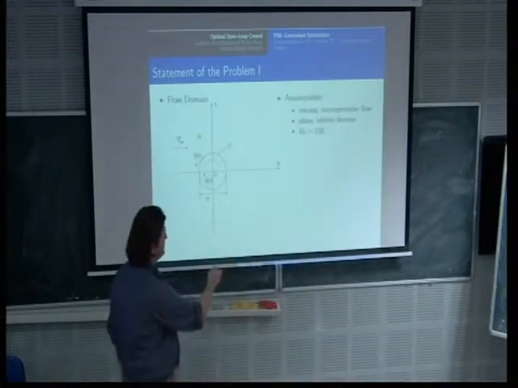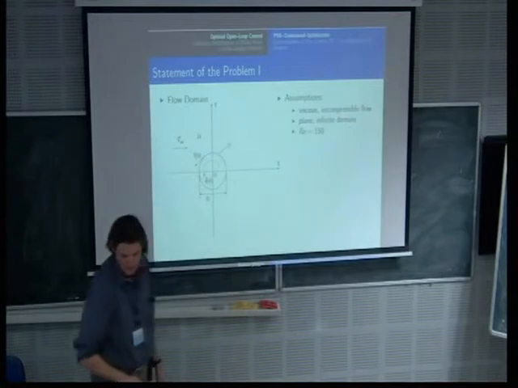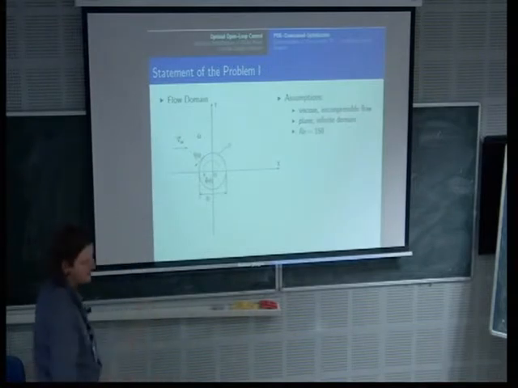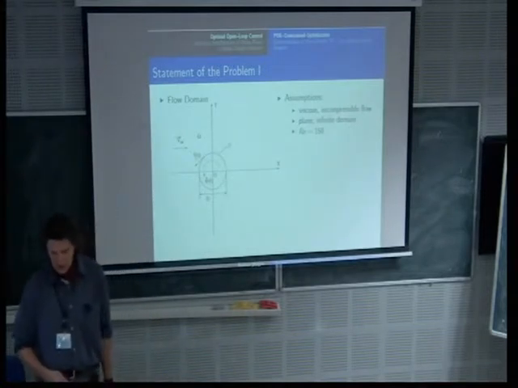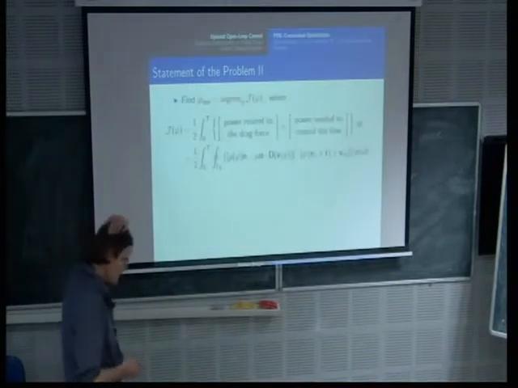Some assumptions. Again, the flow is viscous and incompressible, two-dimensional, domain is infinite. Reynolds number in the application that I'm going to show is equal to 150. Okay.